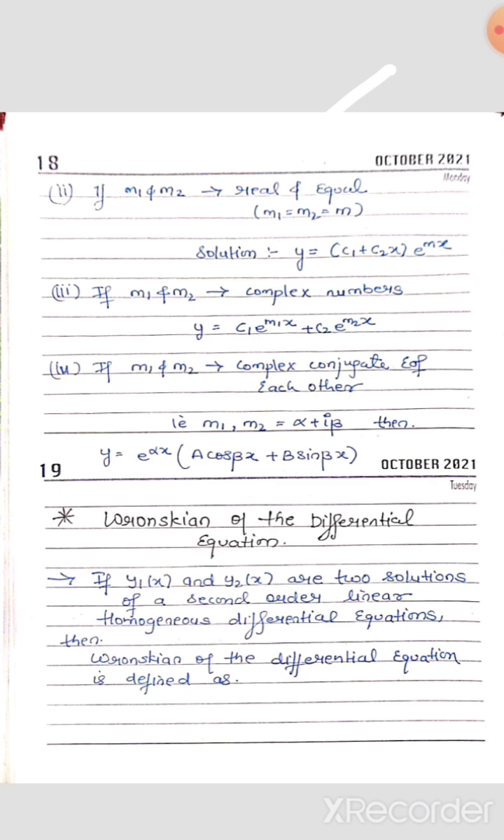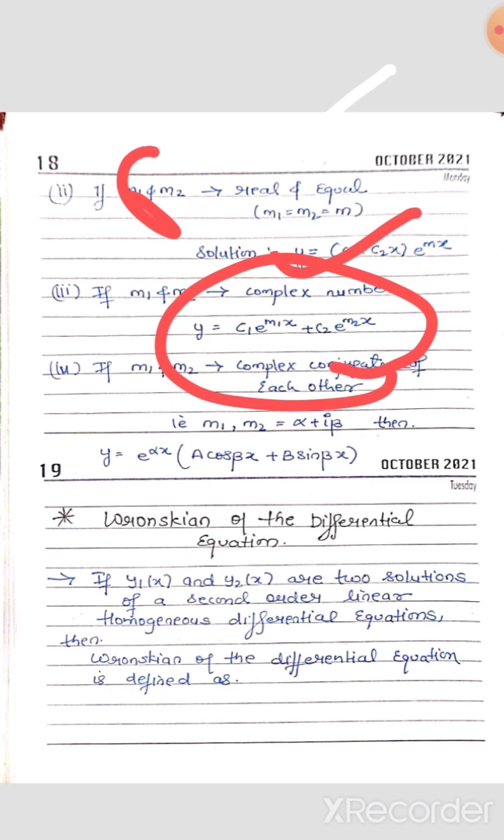Next, if the roots are complex numbers, then the solution is y is equal to c1 e to the power of m1x plus c2 e to the power of m2x. This is similar to the real and unequal case.